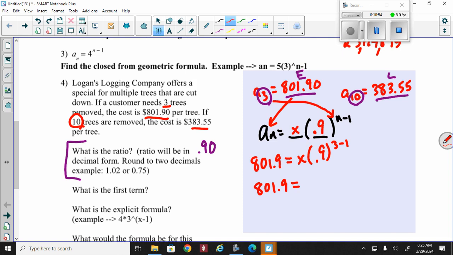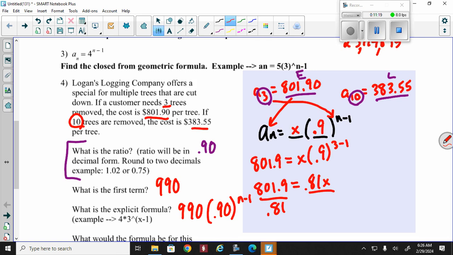819. And when I do these problems, I'm trying to make it to where you guys are going to just pretty much get whole numbers. So 801.9 divided by 0.81, and it ends up being my first term is 990. So if my first term is 990, I'm just going to speed up a little bit. My formula is going to be that right there.